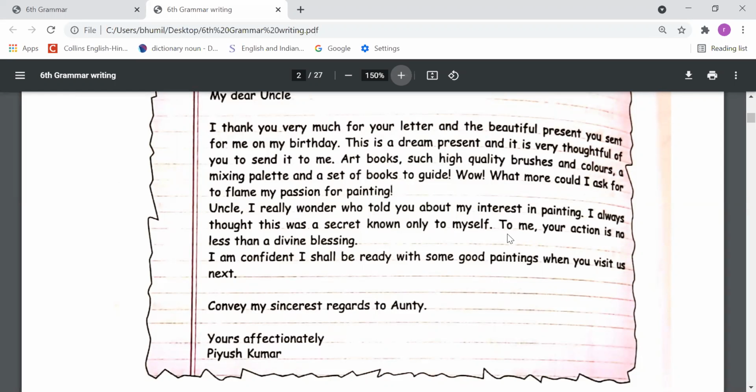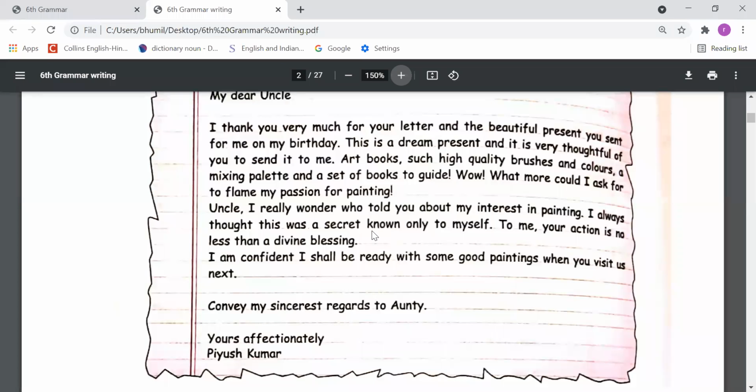To me, your action is no less than a divine blessing. So the author is saying that giving me such a gift is like a divine blessing. I am confident I shall be ready with some good paintings when you visit us next. Then the author says that he is quite confident in this matter. When you visit me next time, I will show you some good paintings.